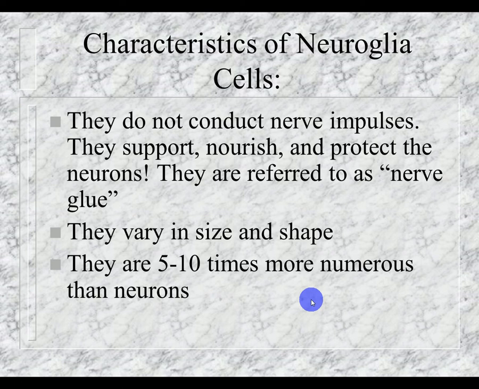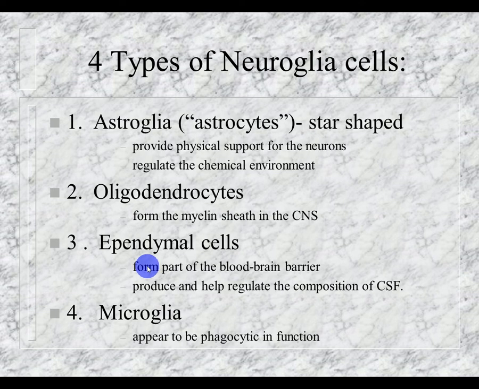Characteristics of the neuroglia cells in comparison to the neurons is they do not conduct impulses. They simply support, nourish, and protect the neurons. So they're kind of referred to as the nerve glue. They do vary in size and shape, and they're about 5 to 10 times more common than your neurons. There are 4 major types of neuroglia cells. There's a brief discussion on page 906.